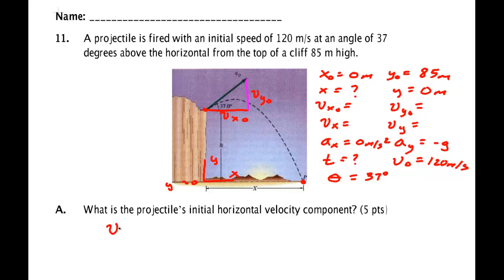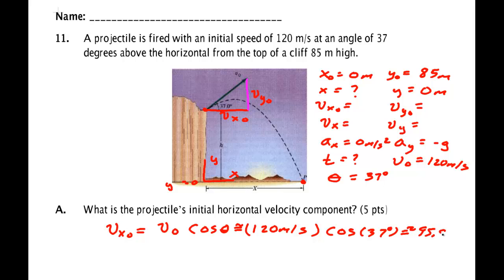Part A, find Vx naught. That's V naught, and I'm looking for the adjacent side of the triangle here, so that trig function: A for adjacent, and A is closest to C for the cosine. So this will be 120 meters per second multiplied by the cosine of 37 degrees. Punch all that in, we get 95.8 meters per second. So that goes up in here.